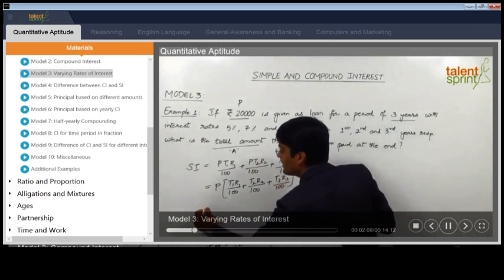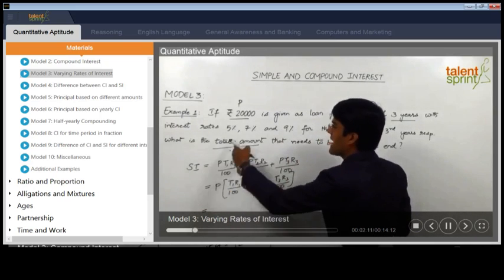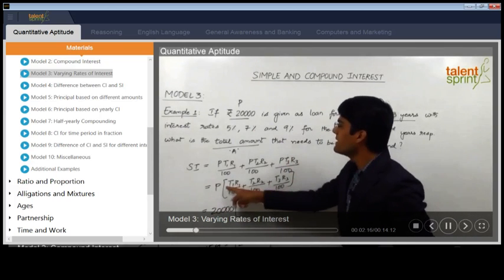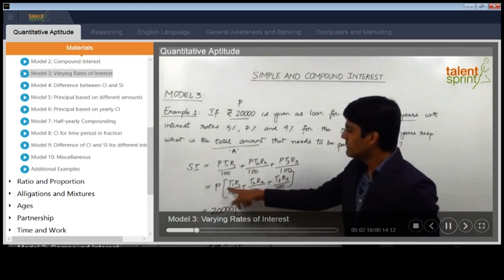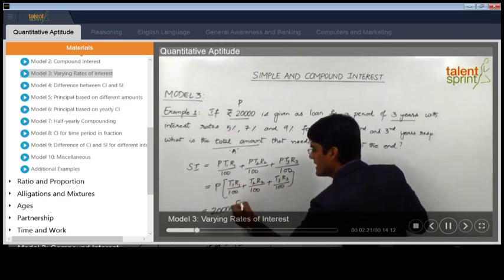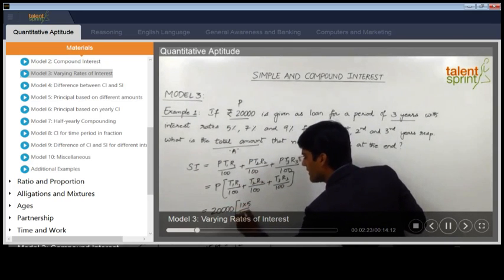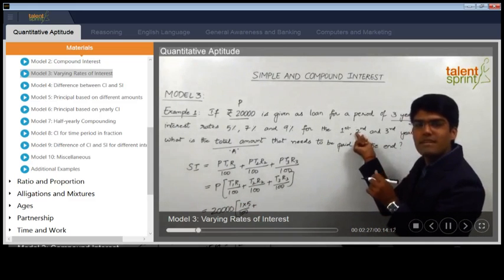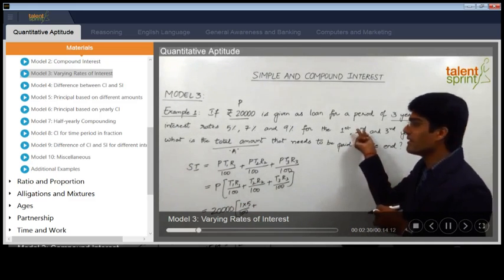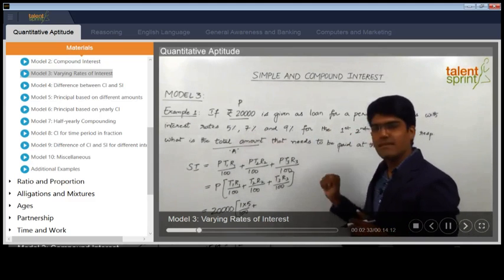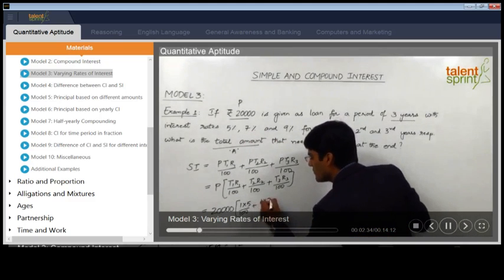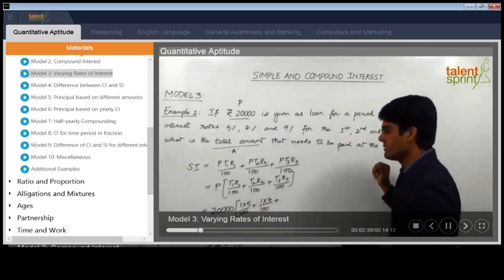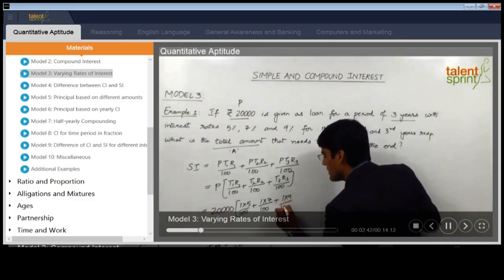Now let us substitute the values to find out the simple interest. The principal as given in the question is 20,000. So 20,000 into T1 is 1 year. For the first year, the rate of interest is 5. So we can take it as 1 into 5 by 100. Then for the second year, only for second year, that means the time period is 1 year, that is the second period here. So for second year, the interest is 7%. So T2 will be 1, R2 would be 7 by 100 plus. Similarly for the third year, the interest is 9%. So 1 into 9 by 100.